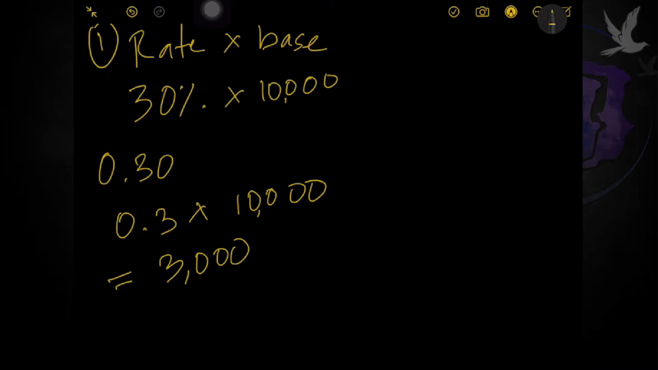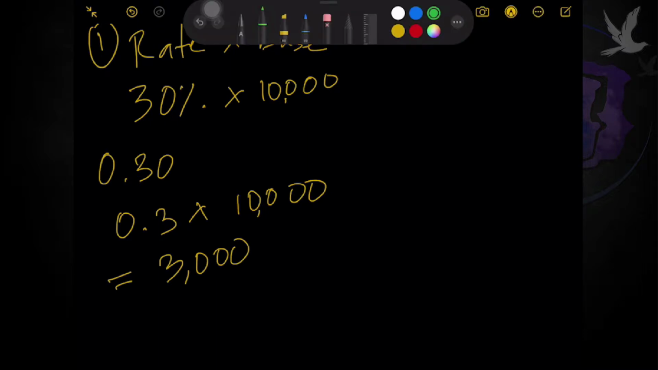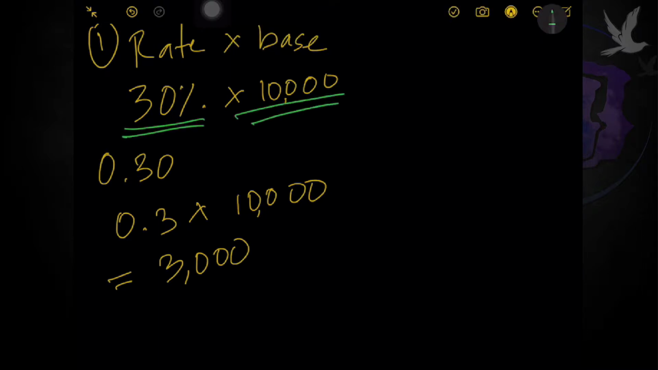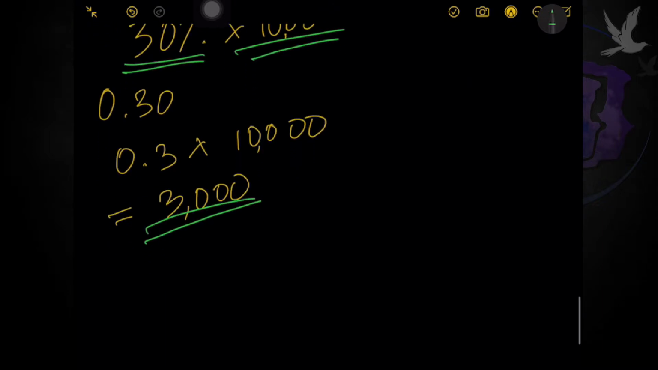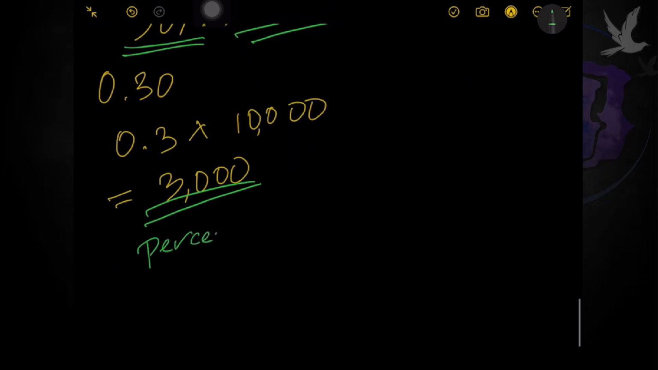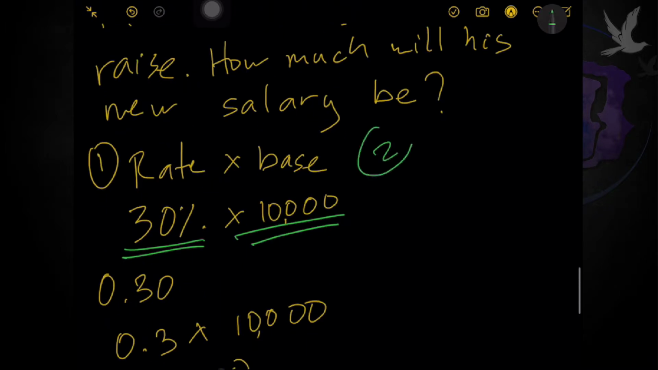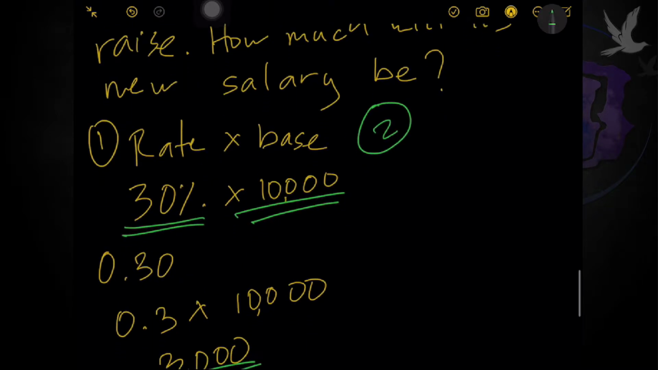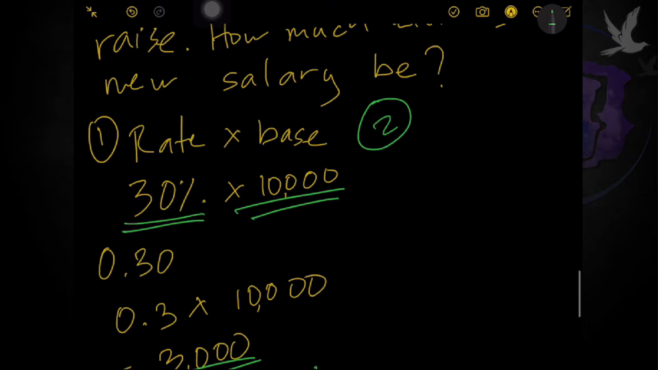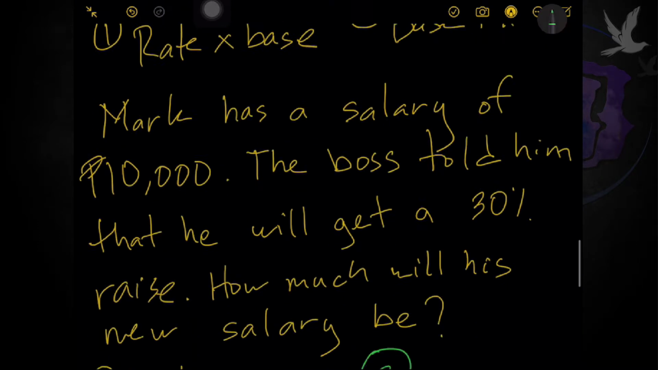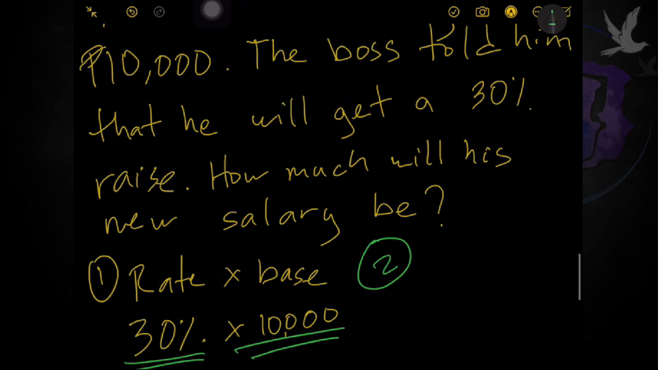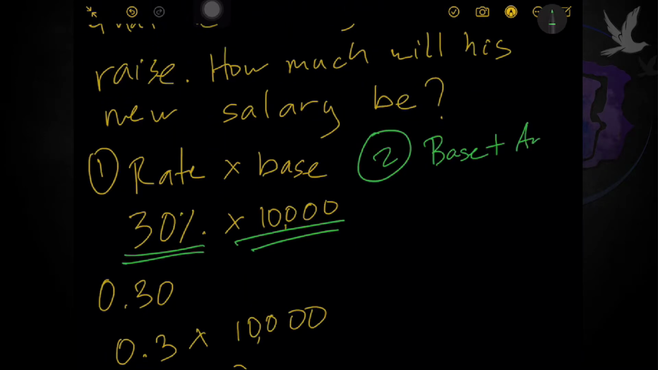Okay, again, we have our rate there and base. Alam nyo na yan. And now, ito naman is yung percentage natin. Percentage, or in this case, is our increase. Step 2. Ano yung step 2? To get the base and then add the answer in number 1. What's our base here? Kunin ang base plus the answer in step 1.